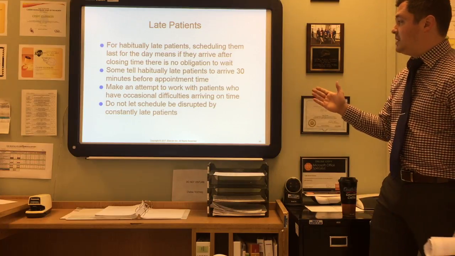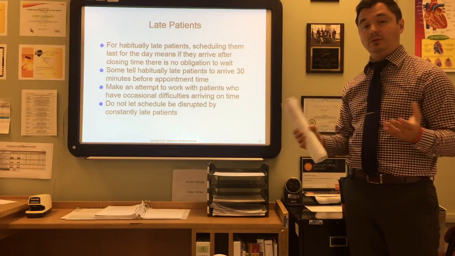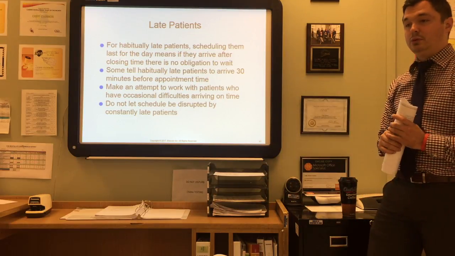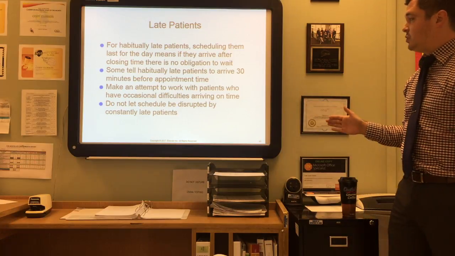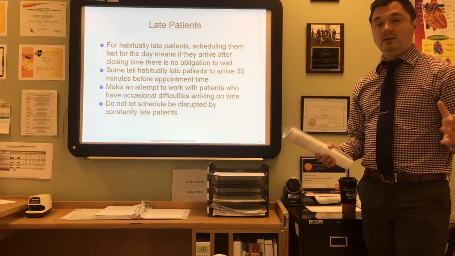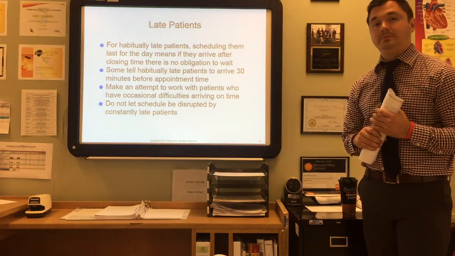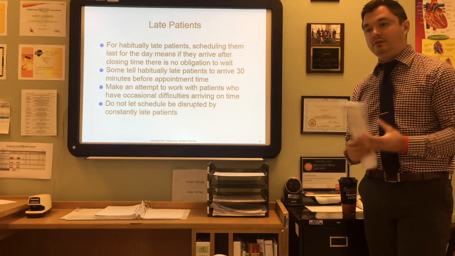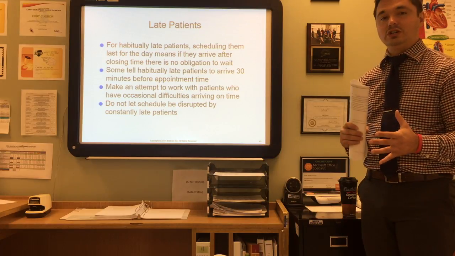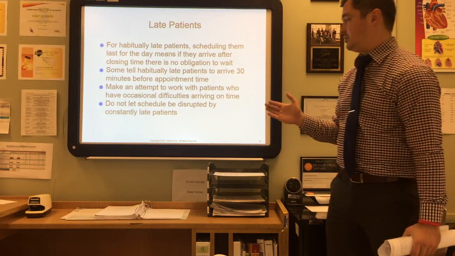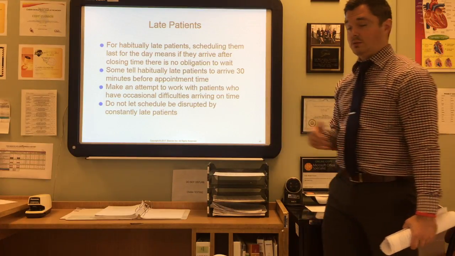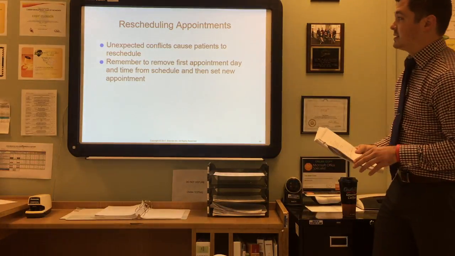Some tell habitually late patients to arrive 30 minutes before their appointment time. For example, if they have a 2 o'clock appointment, telling them to arrive at 1:30 will give you a cushion for that habitually late patient. Make an attempt to work with patients who have occasional difficulties arriving on time. It happens, guys. Everybody will show up late at some point, all right? And you still have to treat them. Okay, you have an obligation to treat them. It might affect the schedule a little bit, but you should be able to make some changes and adjustments and work with them. But don't let the schedule be disrupted by consistently or constantly late patients. Again, use those techniques that we just talked about to make sure that they get there on time.